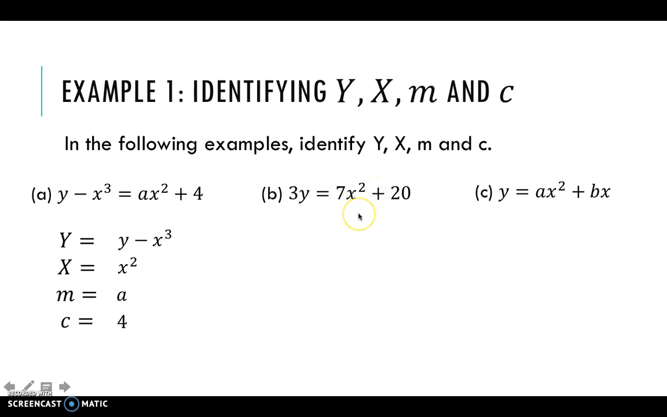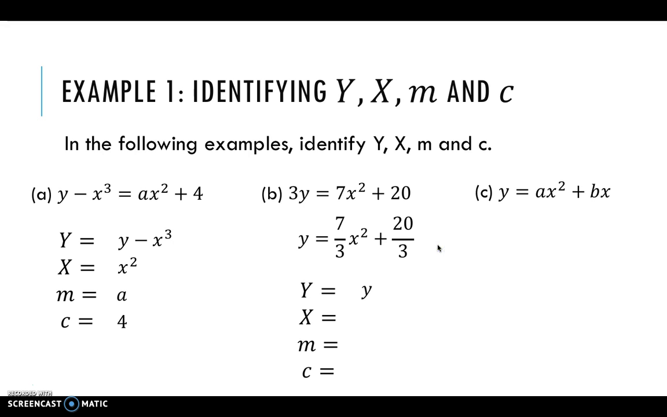Is it possible for me to identify big Y as 3Y? Okay, it is actually possible, but for it to be more correct, what we will do is divide each side of the equation by 3 to get Y equals 7 over 3 x squared plus 20 over 3. Okay, I think now it's very obvious to identify what the big Y, big X, M, and C is. Big Y is just small y, big X is x squared, M is 7 over 3, and the big Y intercept is 20 over 3.